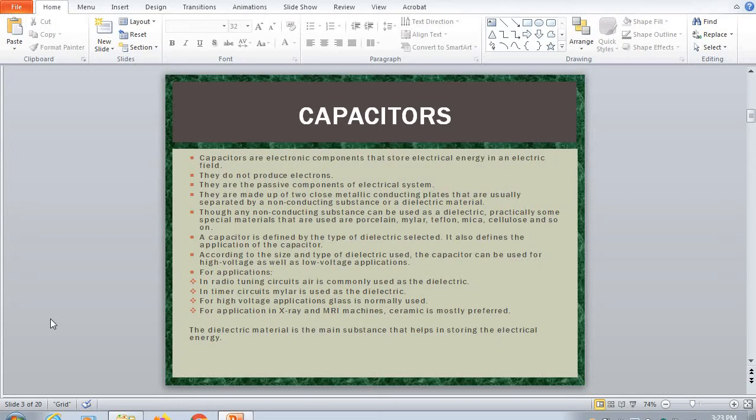A capacitor can thus be defined by the type of dielectric selected. It also defines the application of the capacitor. According to the size and type of dielectric used, the capacitor can be used for high voltage as well as low voltage applications. For applications in radio tuning circuits, air is commonly used as a dielectric. In timer circuits, mylar can be used as a dielectric. Similarly, for high voltage application, glass is normally used, and for the application in X-ray and MRI machines, ceramic is mostly preferred. Thus, the dielectric material is the main substance that helps in storing the electrical energy in a capacitor.